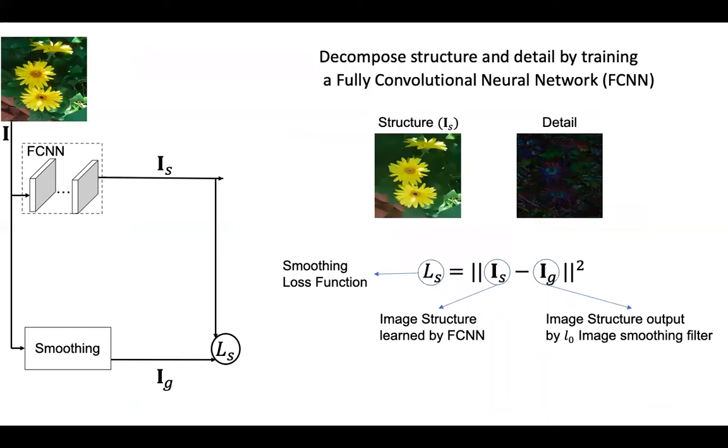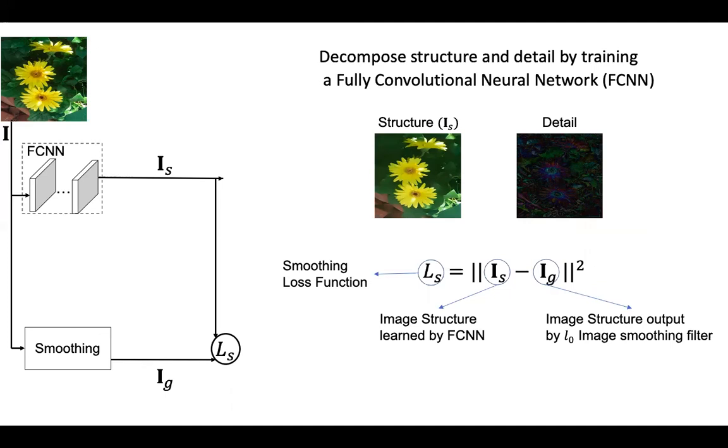To be able to selectively and adversarially enhance the detail, we decompose the image into its structural components. As you can see, the structural component contains the smooth region and the image detail, which corresponds to the edges. And we do this by training a fully convolutional neural network, or FCNN, with an image smoothing loss function LS.